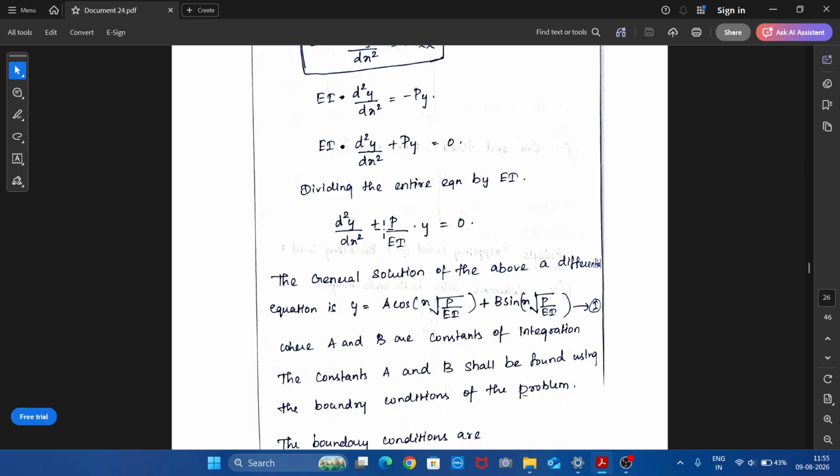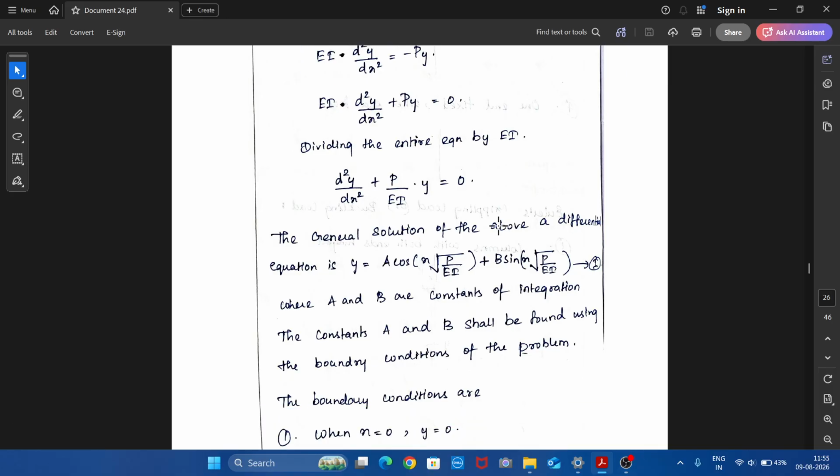Now let us take the general solution for this equation as y equal to a cos alpha x plus b sin beta x. So here it will be a cos x root P by EI plus b sin x root P by EI. This will be the general solution for this differential equation. Please check the solution with the mathematical principles which you have learned earlier. For our time being, we can take y equal to a cos x root P by EI plus b sin x root P by EI. So this is equation 1.